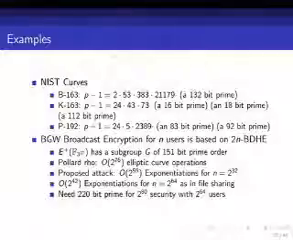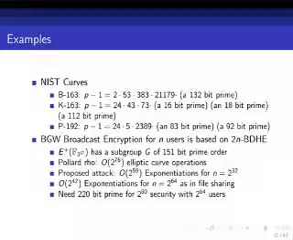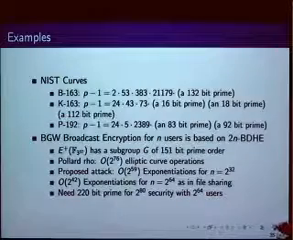But to apply these attacks, p minus 1 or p plus 1 should have small factors. When I checked all the known parameters, they are susceptible to this attack. That is, factorized p minus 1 gives enough small factors for these curves, elliptic curves.